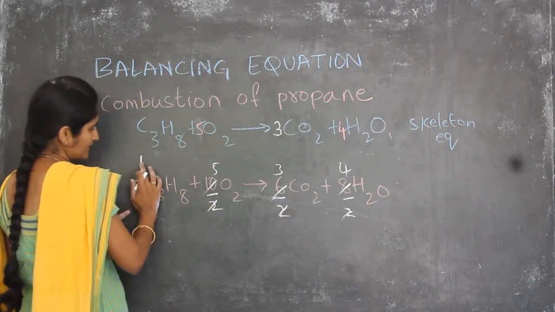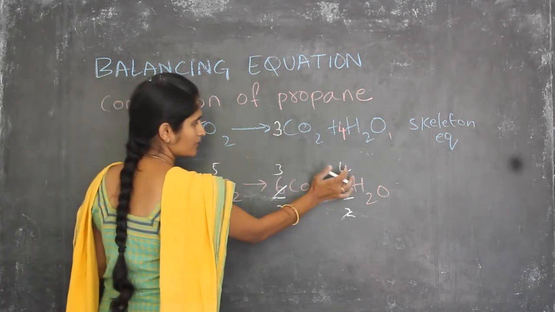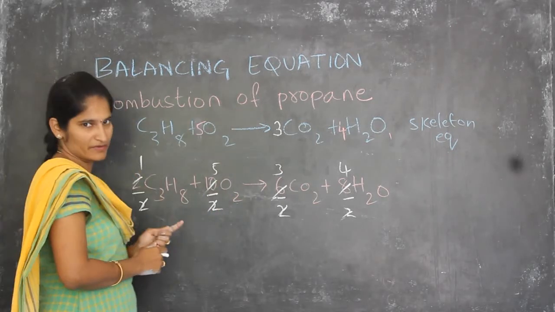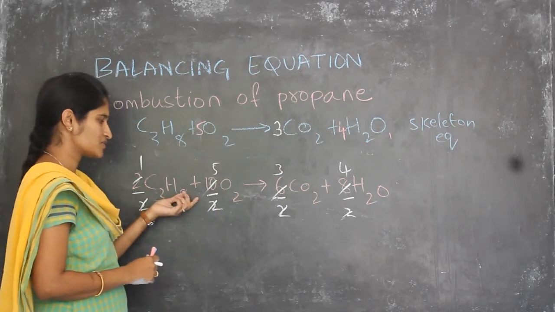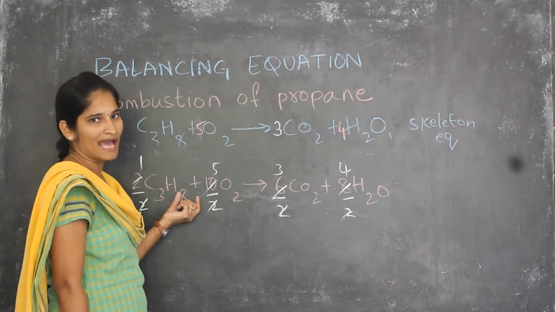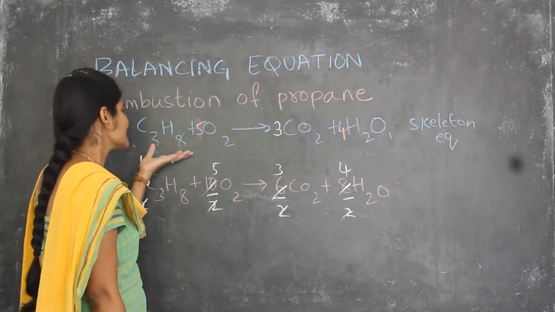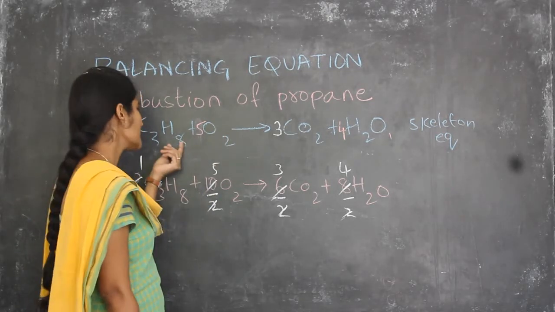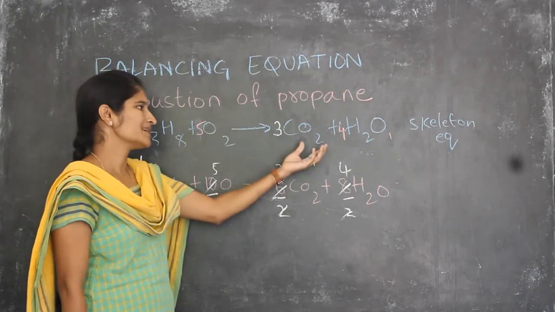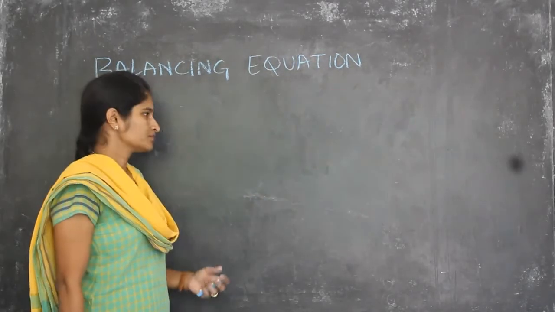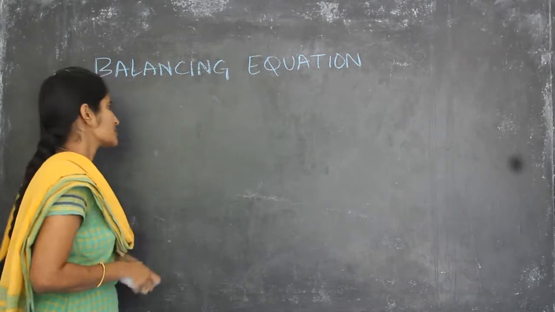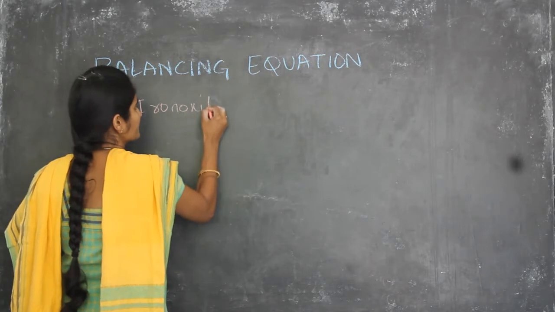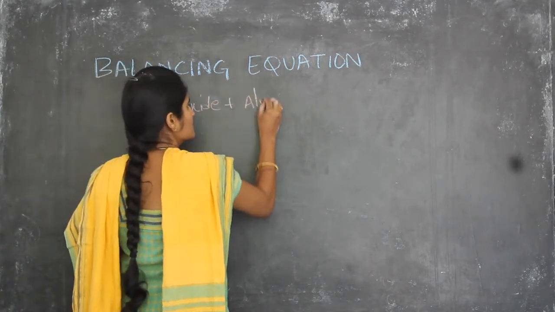Is it clear? So see, 1, 5, 3, 4. Now this can be called a balanced equation. The earlier one is also called a balanced equation, but there the coefficients are large numbers. So this is the final step in balancing an equation. Here you can see all the elements are having the least numbers. Now we will see another example. Here I am taking iron oxide and reacting it with aluminium.